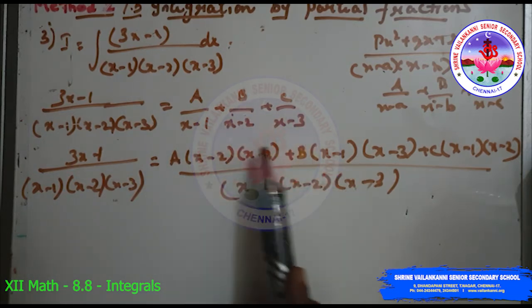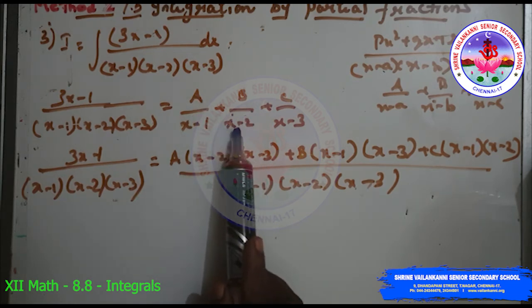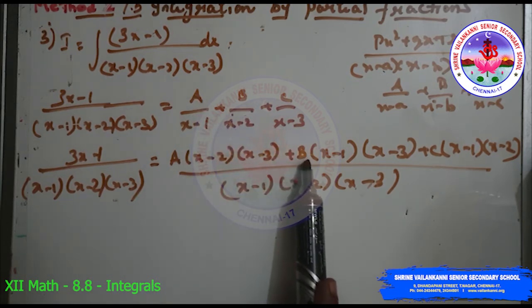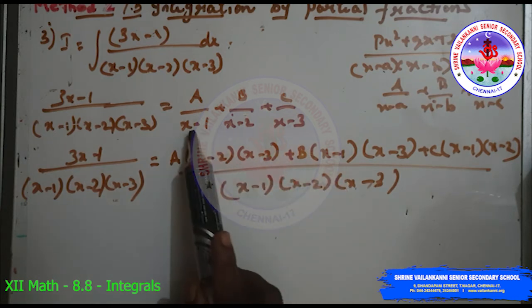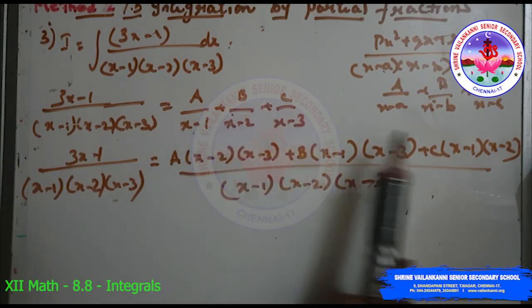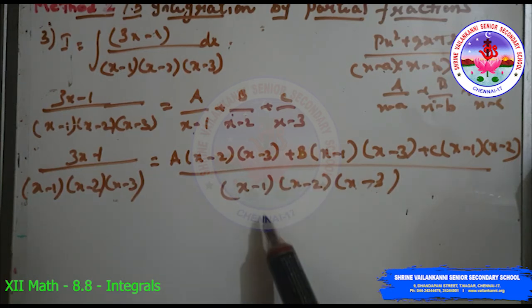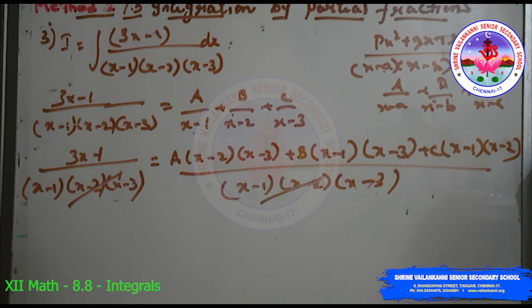Then we have to take LCM. So A by (x minus 1), so multiply by (x minus 2) into (x minus 3), plus B into (x minus 1) and (x minus 3), plus C into (x minus 1) and (x minus 2), whole by (x minus 1) into (x minus 2) into (x minus 3). Cancelling these two, now we have to find the values of A, B, C.